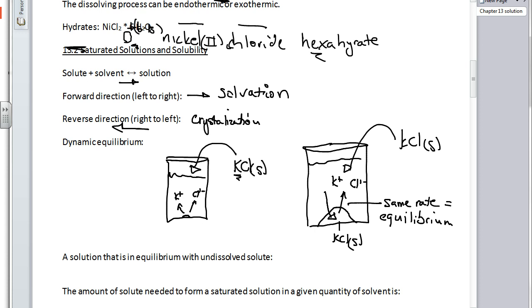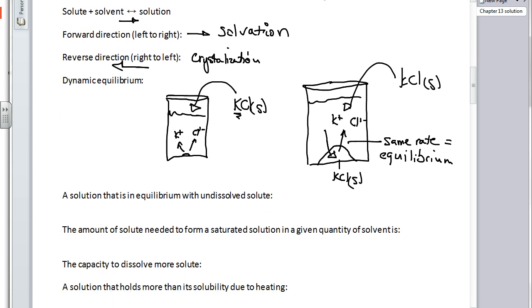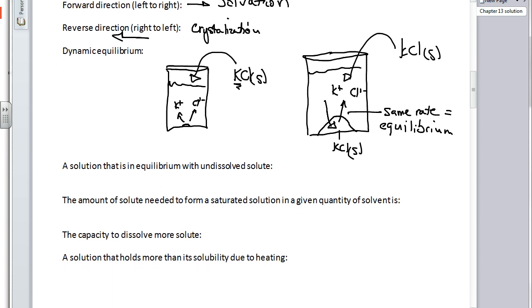Same rate as an equilibrium, a dynamic equilibrium. Same rate going forward and backwards. And obviously it's not going to occur with just two ions. There's going to be tons and tons of ions, moles and moles of ions, of course, depending on the substance. And each substance has a different, what we call, solubility.